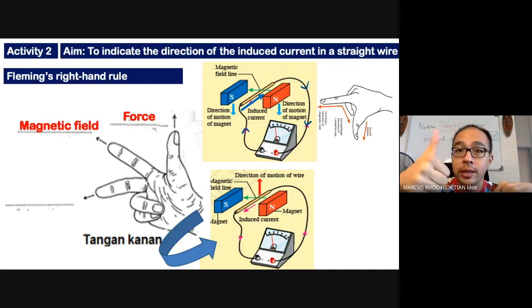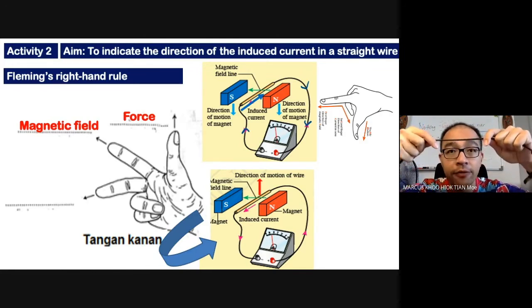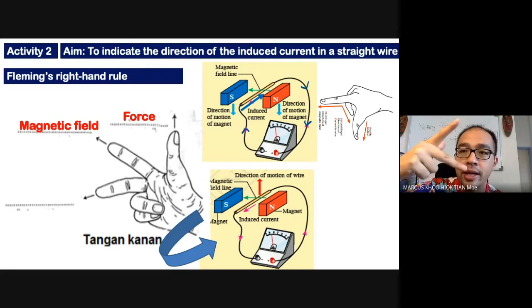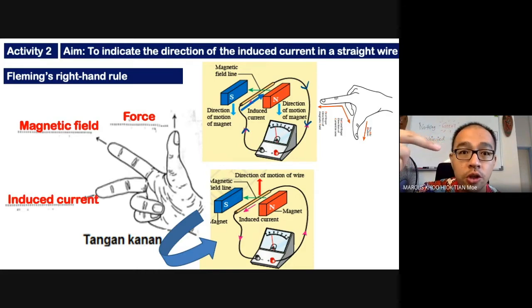So this is where the direction of force goes. The magnetic field is here. You want to know whether you're cutting the magnetic field downwards, then you point down, or upwards, then you point up. Once you have these two together, with your hand in the 90 degree position, your third finger will show you the direction of the induced current.